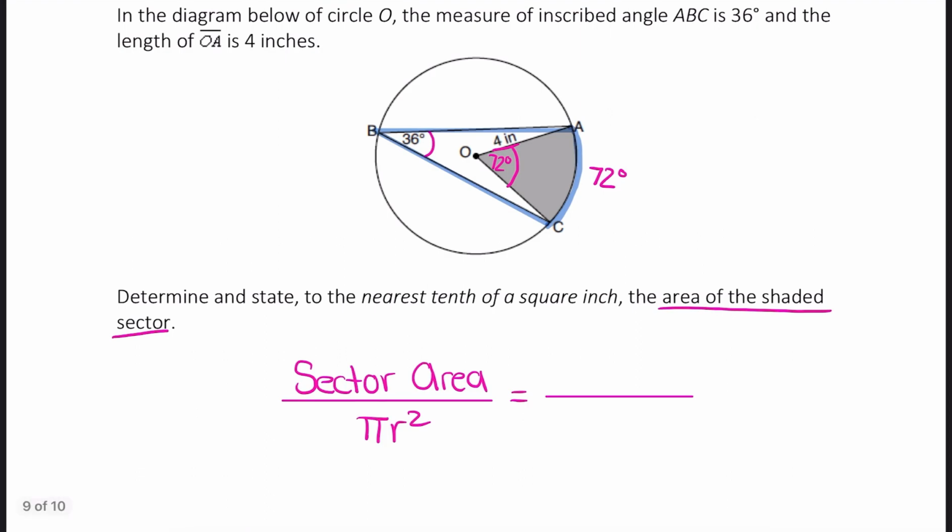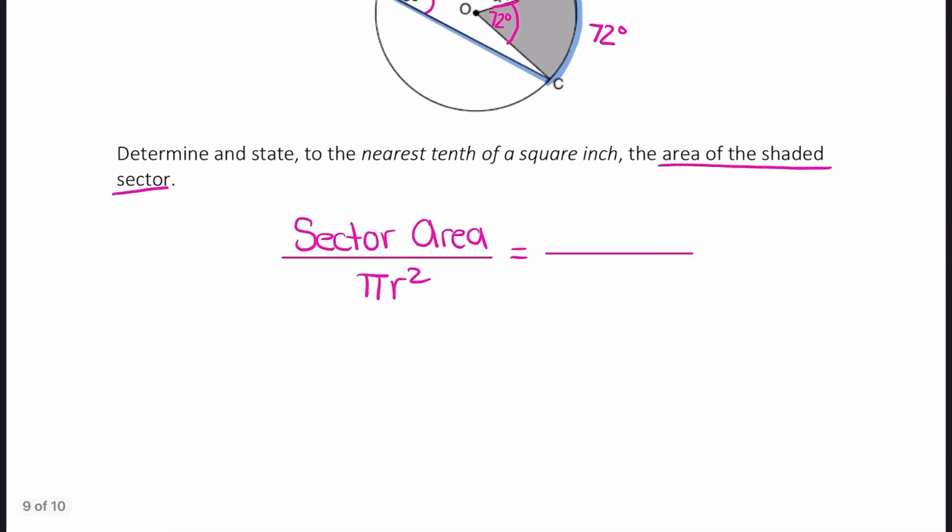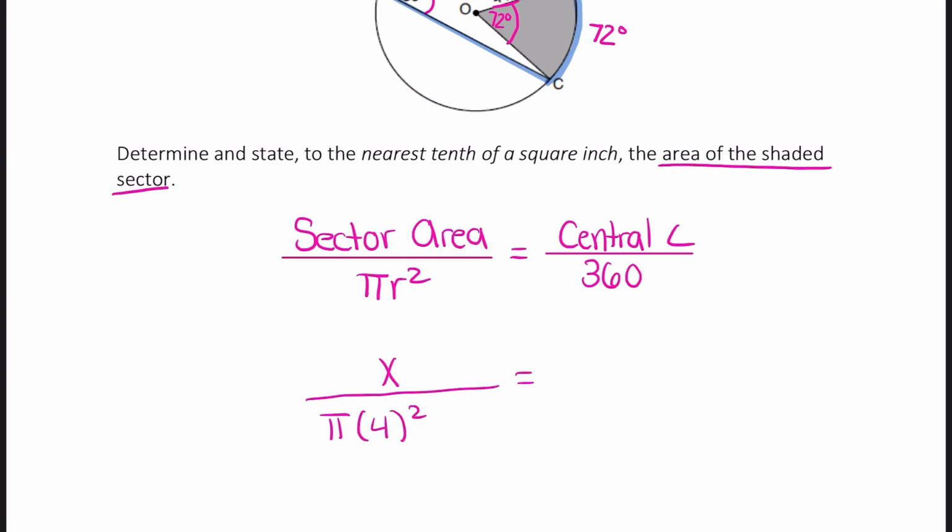So that means that our central angle is what we're going to be using. So central angle, that's out of 360. And let's plug in what we know. We want to find the sector area. That's going to be out of pi r squared. The central angle is 72, and that's out of 360 degrees. I want to point out that they want this to the nearest tenth of a square inch, so that means that there's going to be no pi in our answer.